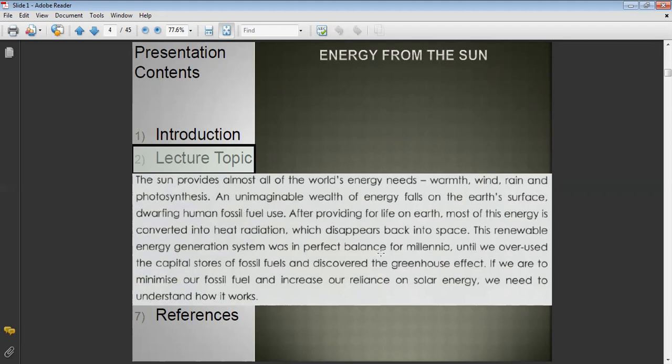Now, this renewable energy generation system was in perfect balance for millennia, that means millions of years, until we overused the capital stores of fossil fuel. That means we use gas, we use petrol, we use diesel. Because of the burning of fossil fuel, we discovered the greenhouse gas effect: a high concentration of water vapor, carbon dioxide, and other greenhouse gases like methane. Once they have accumulated in our atmosphere, they retain most of the heat, which results in global warming. So if we are to minimize our fossil fuel use and increase our reliance on solar energy, we need to understand how it works.